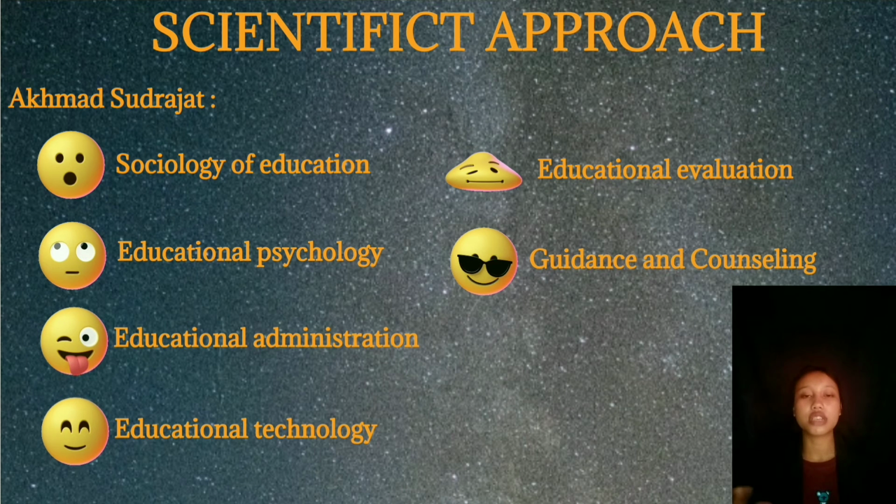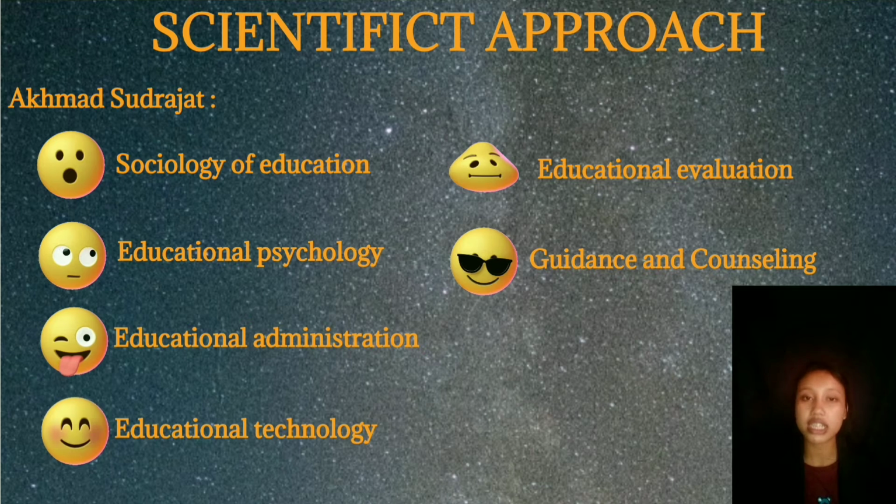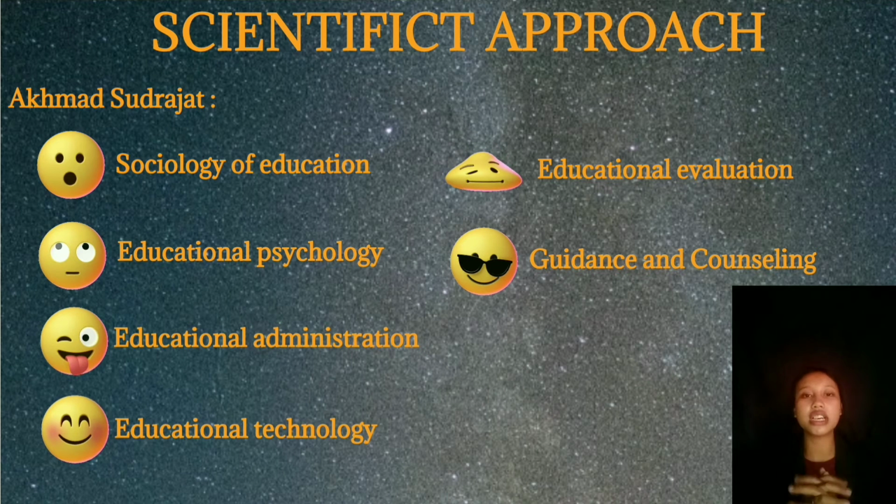Number 4, it is educational technology. It is a branch of education, an effective and efficient application of science. And number 5, it is educational evaluation. It is a branch of education, an application of statistics to determine the level of student learning success. And last one, number 6, it is guidance and counseling. It is a branch of education which is the application of several disciplines such as sociology, technology, and especially psychology.